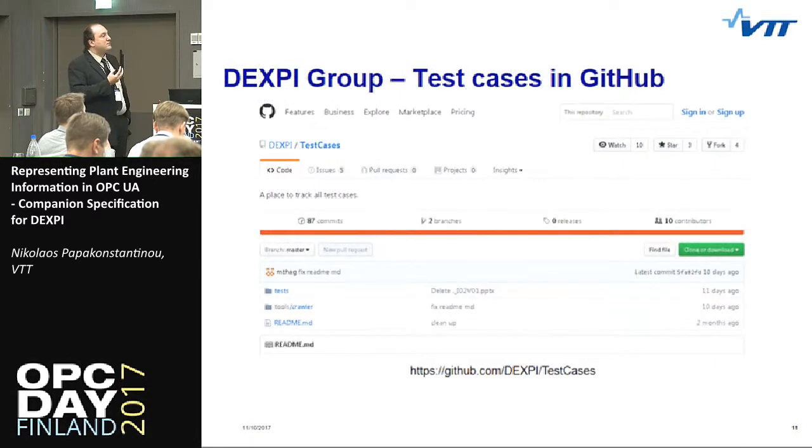There is a set of test cases. Basically, there are little P&ID drawings that are used to check the progress and help the different vendors work with each other. And also, these are openly, publicly available in a GitHub repository.